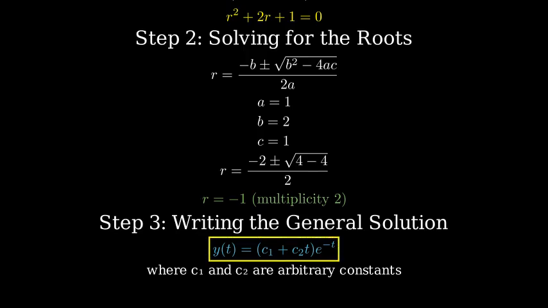And there you have it. We've solved the homogeneous second-order linear differential equation y'' + 2y' + y = 0. The general solution is y(t) = (c1 + c2 t) e^(-t).